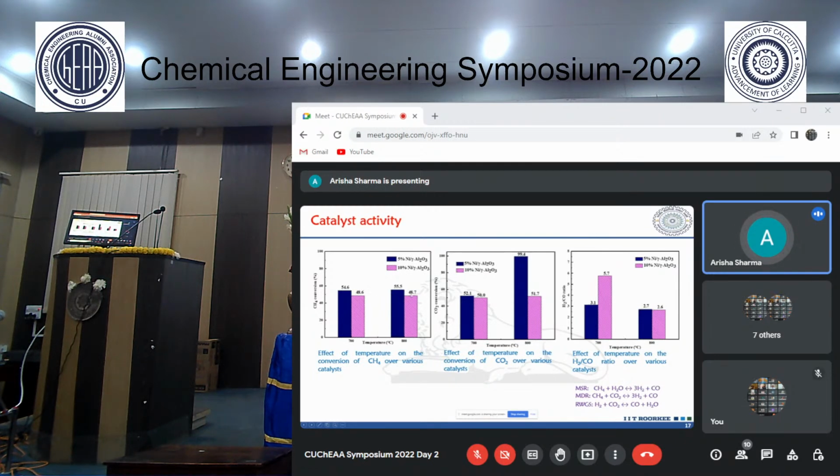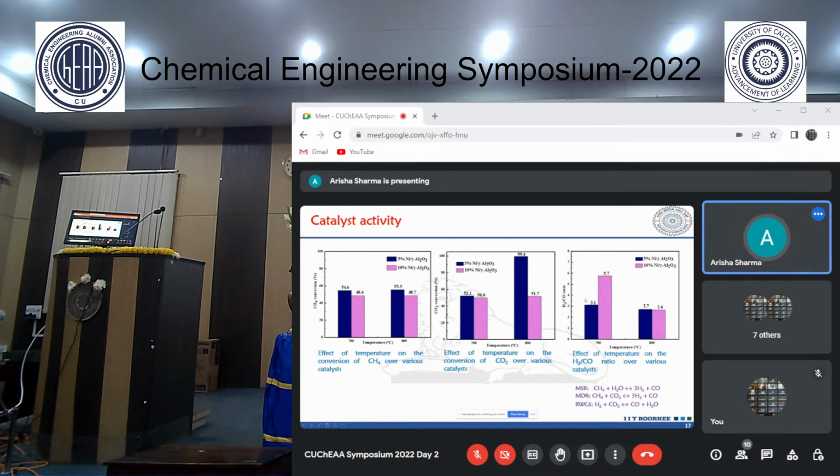This is due to the agglomeration of nickel particles, or we have seen the formation of large clusters, which have been verified by the BET data and the XRD data. A similar trend was found in the CO2 conversion, that with the increase in temperature, the conversion is increasing, and with the increase in nickel loading, the conversion is decreasing. This is due to the fact that with the increase in nickel loading, the surface area available for the catalyst is decreasing. So the conversion is also decreasing.